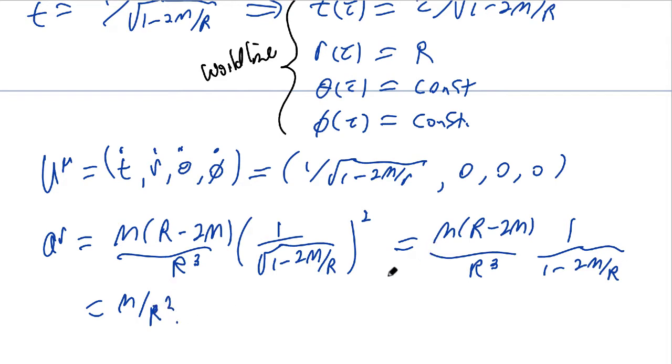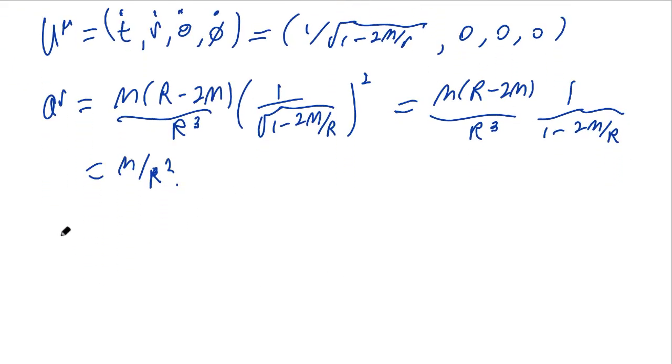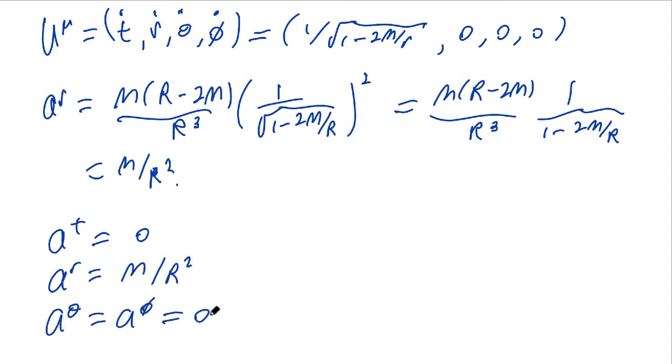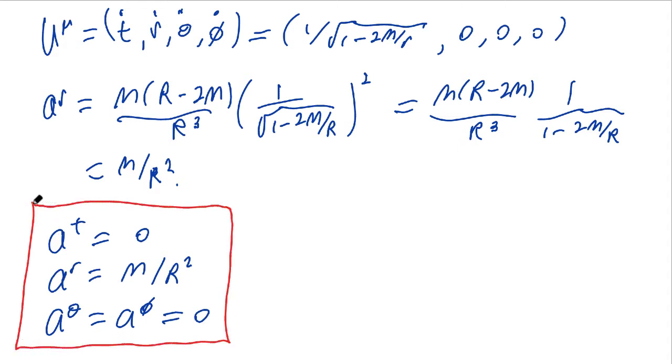All right, so the acceleration vector has components a^t is 0, a^r is m over capital R squared, a^theta and a^phi are both 0. So from here we can tell that the acceleration of this person standing on the surface of the Earth is not 0, but we do need to be careful about interpreting this result, m over R squared, because a^r is just the component of a vector, and remember we can always change the components of a vector by just changing coordinates. So let's compute the magnitude of the acceleration.